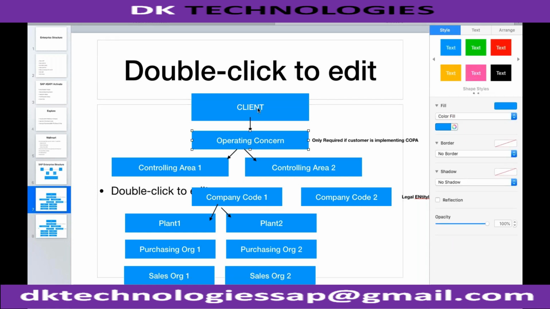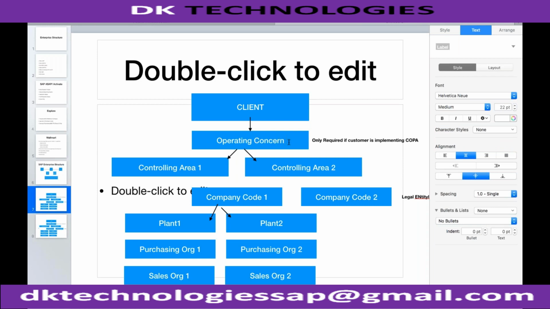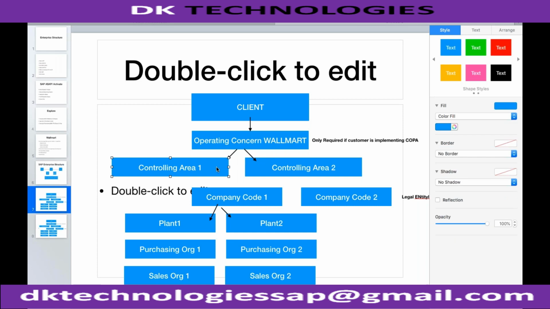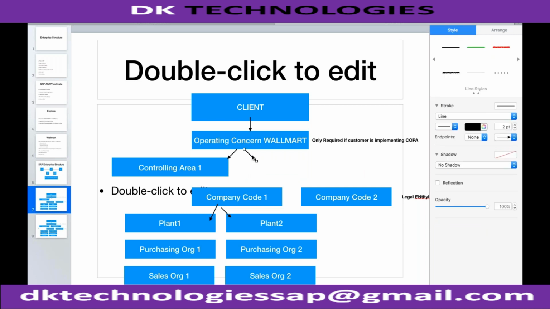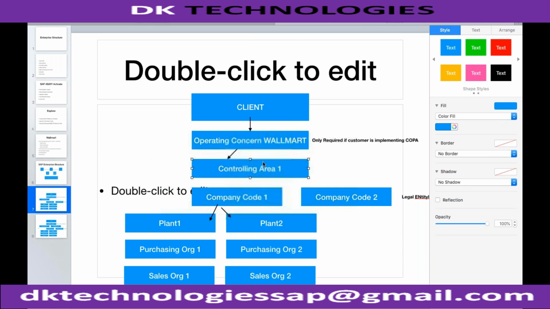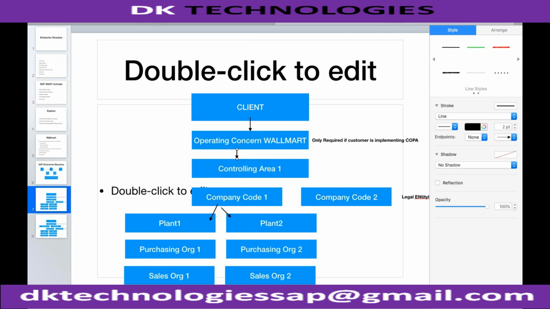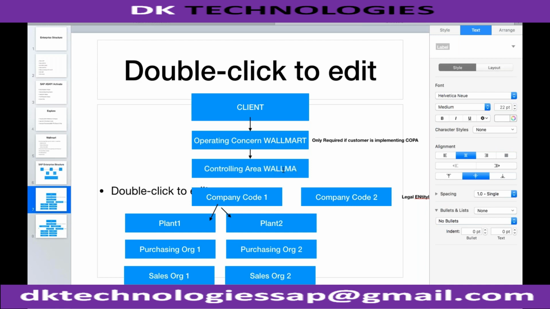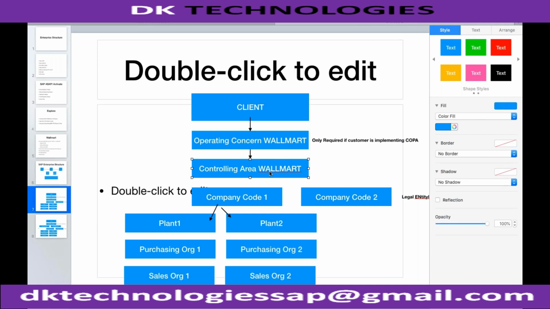Okay, so now I'll put the values here. Let's assume most companies use a single operating concern, so a single operating concern for Walmart. Now within Walmart, at the controlling area level, 98 or 99% of the time most companies will only use a single controlling area. What is the purpose of a single controlling area? They can do management accounting and look at their internal reports at the group level. So let's assume Walmart is using a single controlling area within the operating concern.